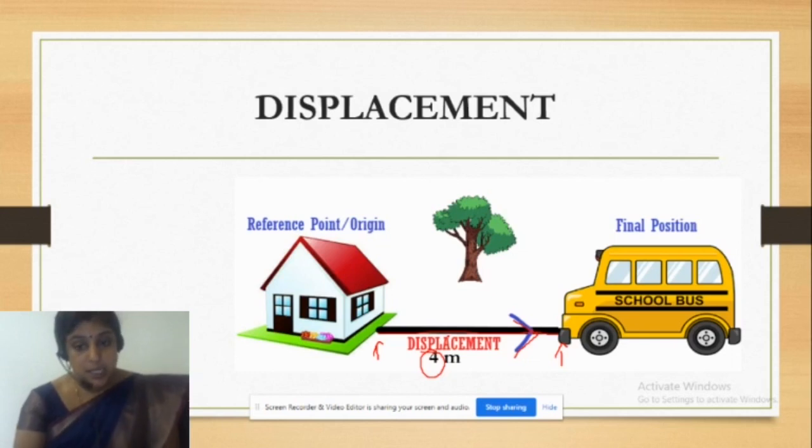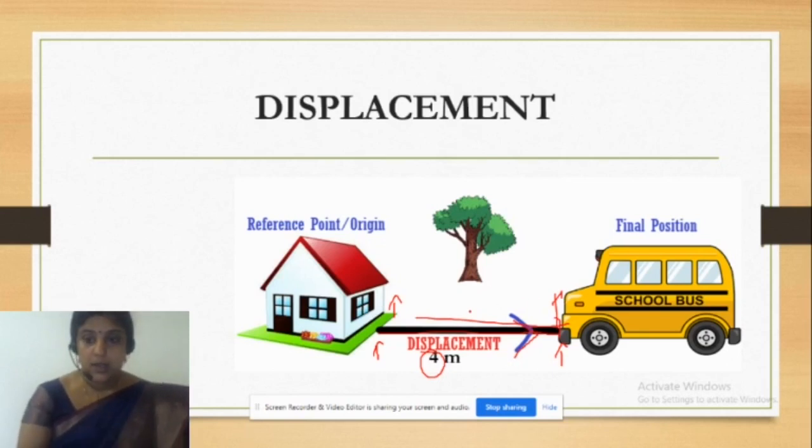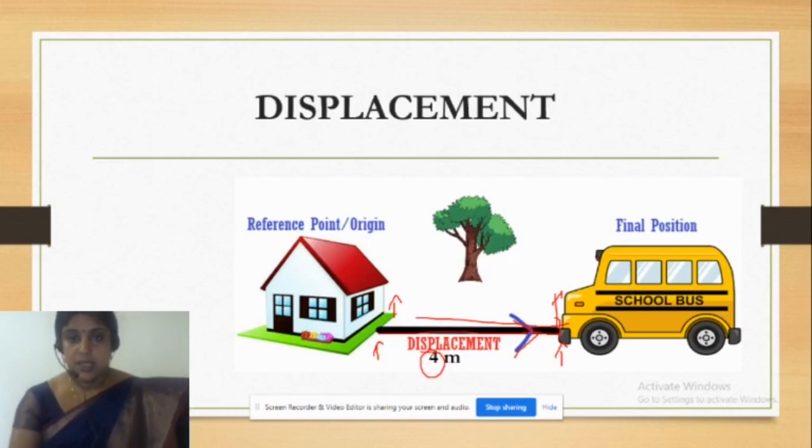Distance is a scalar quantity while displacement is a vector quantity. Why? Suppose the student travels from his home along the straight line to the school bus, what is the distance covered? Distance covered is 4 meters itself. That is the actual length of path covered by the student. If you say that he is moving along the straight line, which is the shortest distance, and along with that you mention the direction of the motion, then you can say it is the displacement. So displacement is a vector quantity while distance is a scalar quantity. Is that clear, students?